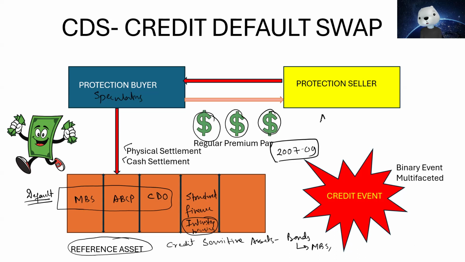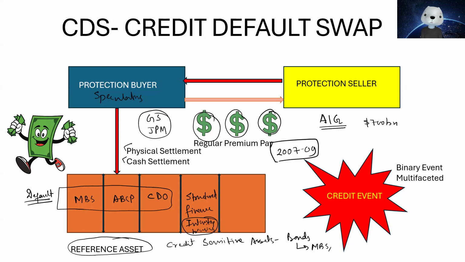In our case, we will assume this protection seller to be AIG, the world's largest insurance company, which was on the brink of bankruptcy when the Fed bailed it out by injecting $700 billion of taxpayers' money. And that money actually went in to settle the contractual obligation that AIG had with the Goldman Sachs and the JP Morgans of the world. Anyway, that's for another day.